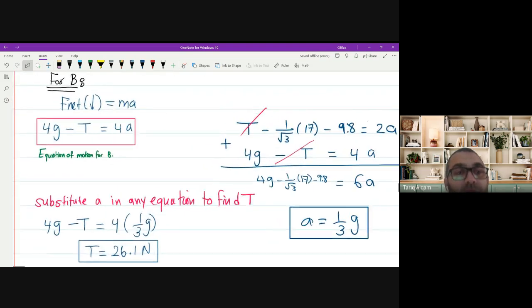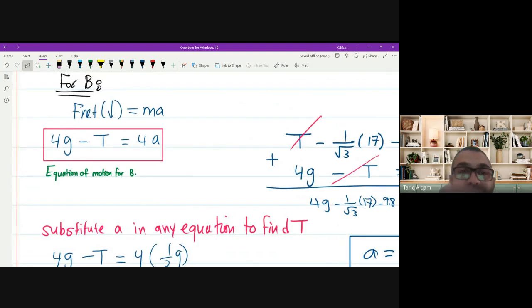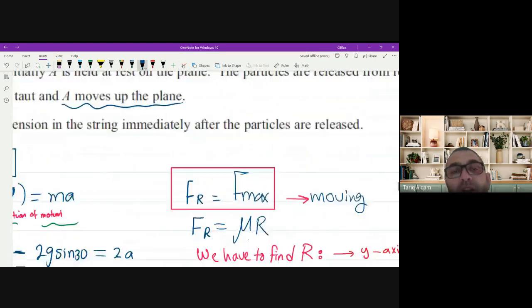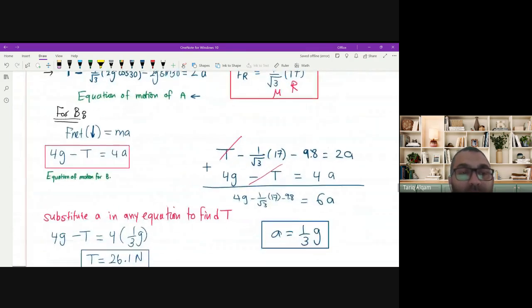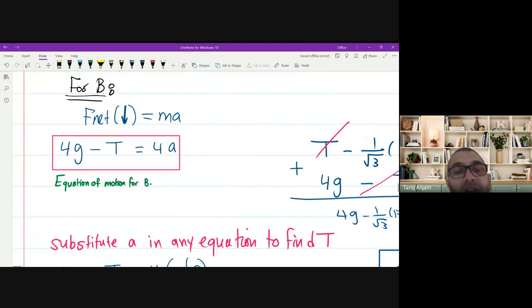So F net down the plane equals MA. Again, we have two parts: the part for forces, and the part for mass and acceleration. The part for forces is 4g minus T. Why 4g minus T? Because here 4g is in the same direction of motion, and tension is in the opposite direction of motion, if you compare the forces with the direction of motion. So it becomes 4g minus T equals 4a.